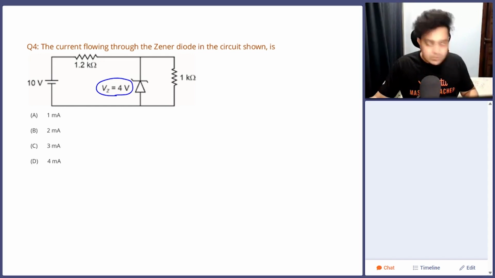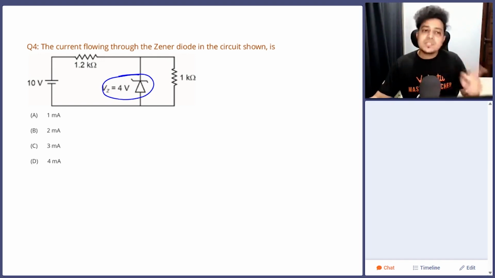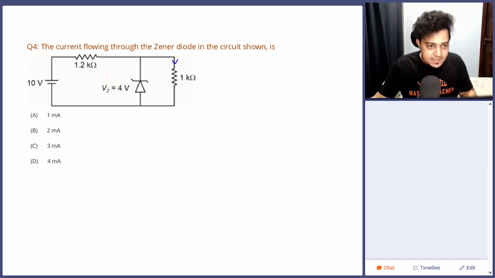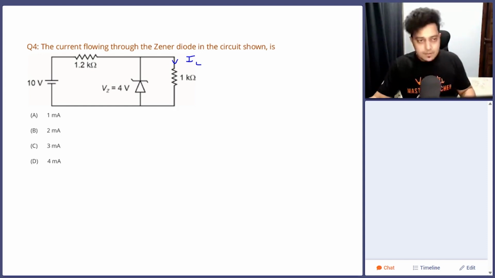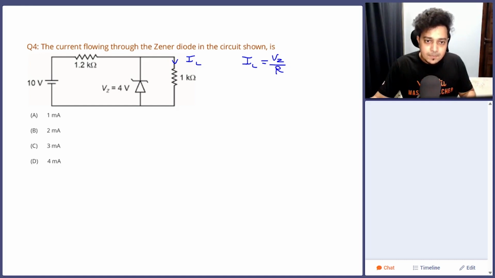So such voltage is 4 volt for the given Zener diode. That means no matter how much current fluctuation occurs, the potential difference across the Zener diode will always be 4 volt. So if I calculate the current through the load, IL, current through load will be voltage of Zener diode divided by its resistance. Voltage of Zener diode is 4 and resistance is 1 kilo, that is 10 raised to 3. So this gives us current in the load as 4 into 10 to the power minus 3 ampere, which we can write as 4 milliampere.